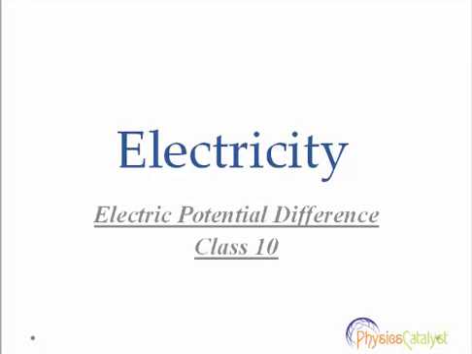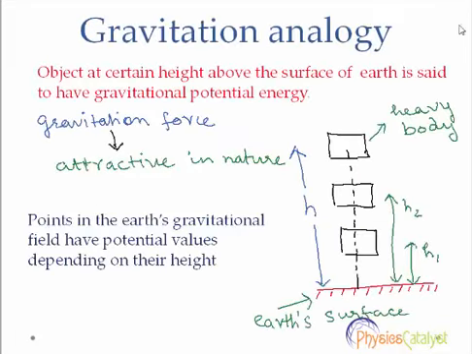For explaining the flow of electric charge in a conductor, let us first talk about electric potential. For explaining the electric potential concept, I will use the analogy of gravitational potential energy, and I think most of you should be familiar with this term as it is taught in class 9. Now, when an object is held at a certain height above the surface of Earth, it is said to have gravitational potential energy.